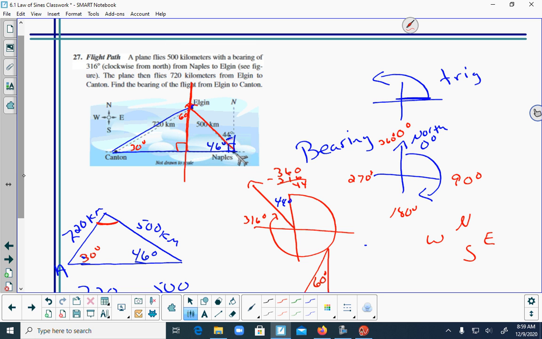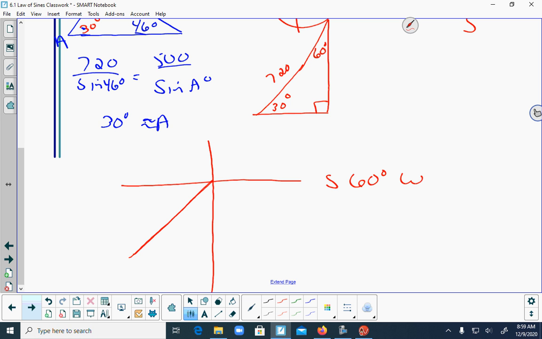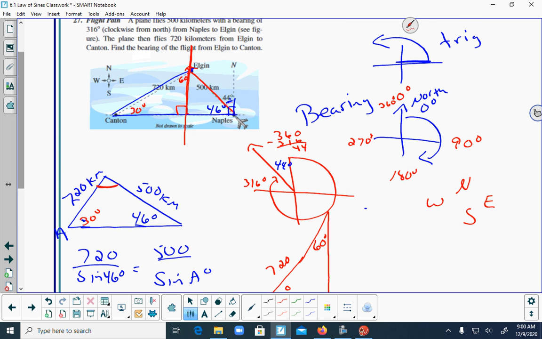So this plane is flying. Here's north. I'm going to just draw like this. This plane is flying 60 degrees. The direction it's going is southwest. I could write it like that because it should make sense that if I'm going from here to here, I'm flying southwest. The reason I say southwest first is because I'm taking the angle from the south part, and then I'm moving west.